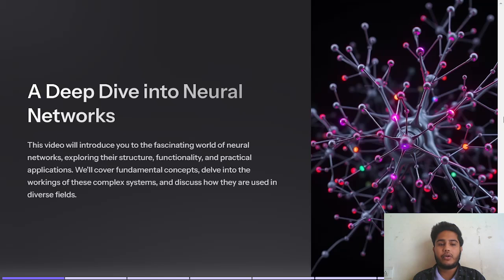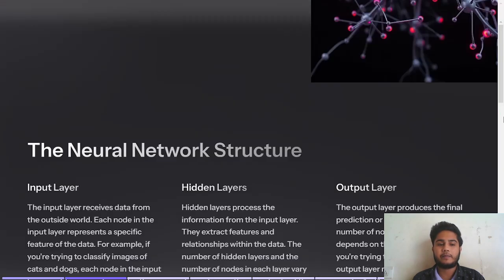Let's deep dive into neural networks. This video will introduce you to the fascinating world of neural networks, exploring their structure, functionality, and practical applications. We'll cover fundamental concepts, delve into the working of these complex systems, and discuss how they are used in diverse fields.